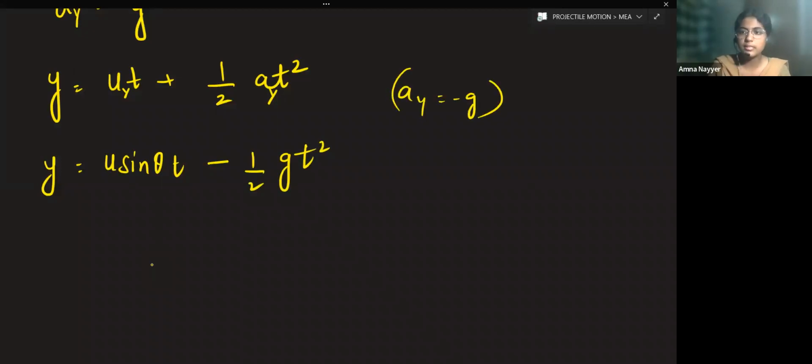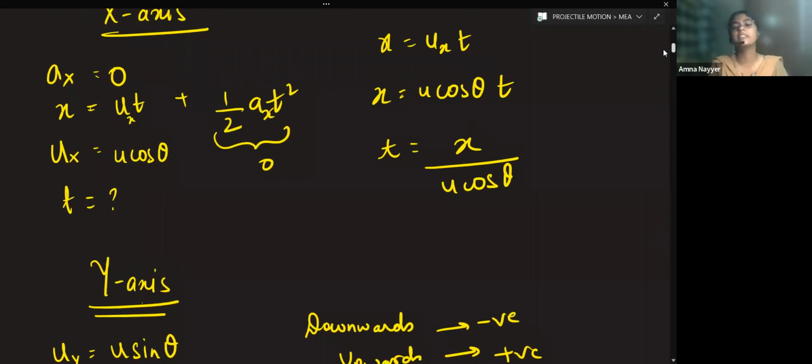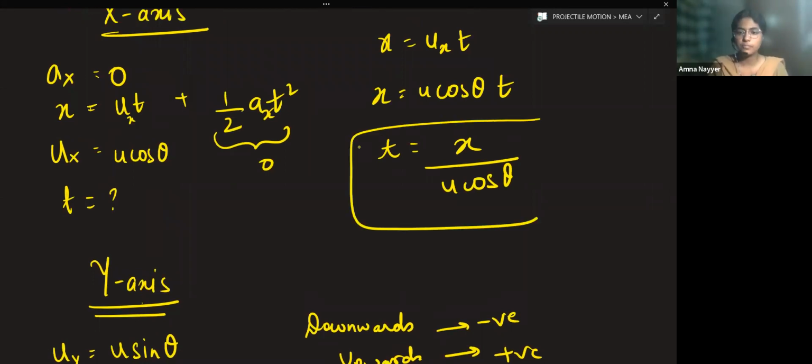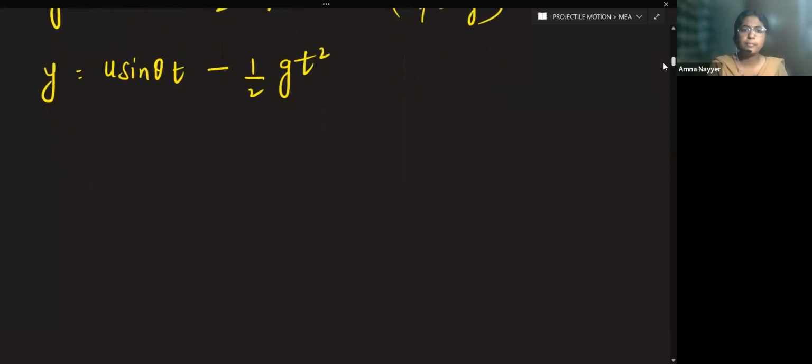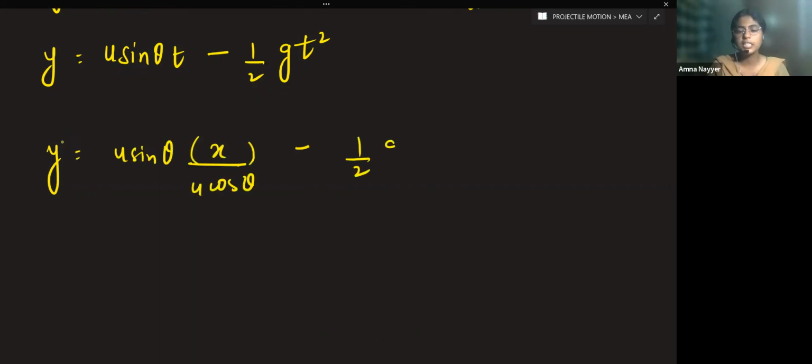Now, one more thing: the time equation we have also found with the help of the x-axis equation. Remember, t is equal to x divided by u cos theta. This we had obtained. Let us put it in this. So y will be equal to what? u sine theta, time is x by u cos theta, minus half g t square.